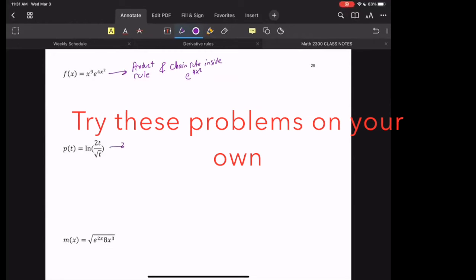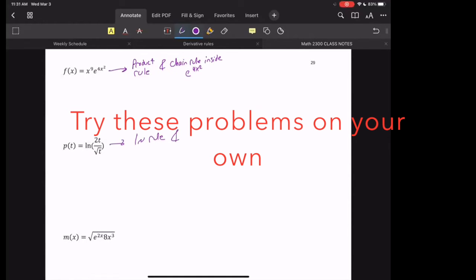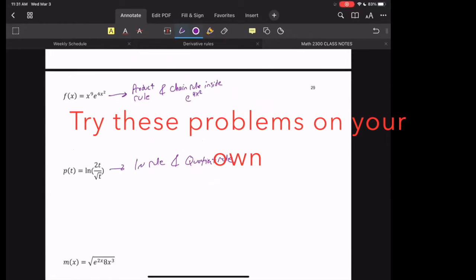The second one then, so we've got natural log, so it's an ln rule, right? But then what's going to happen when we take the derivative of the inside part? Quotient. It's going to be a quotient rule, good. Right, because you've got the derivative of the inside part, the 2t over square root, so it's a quotient rule.